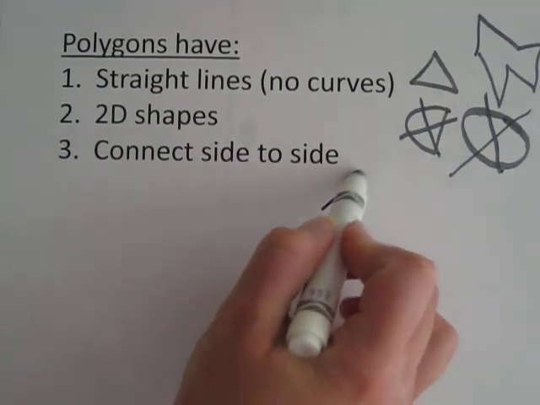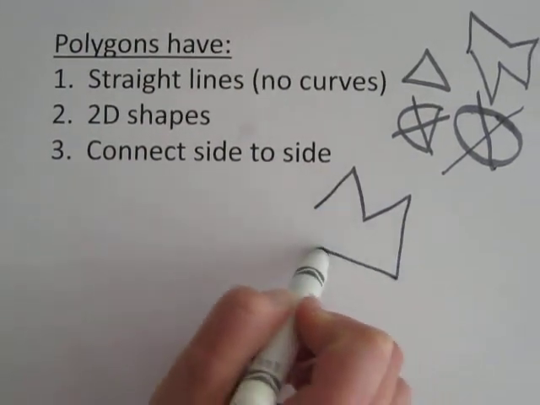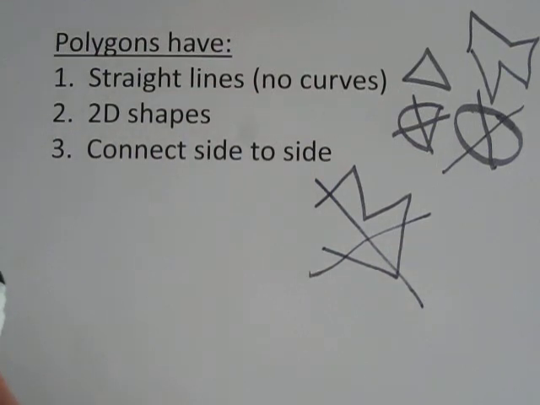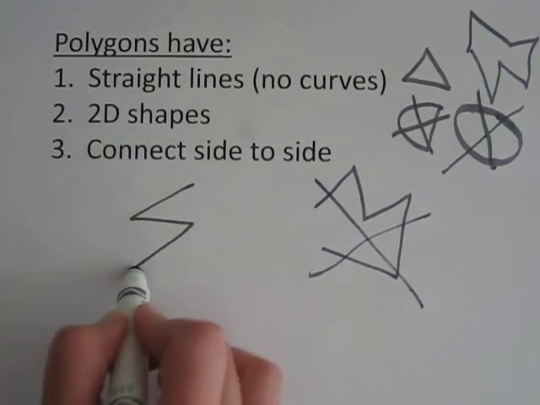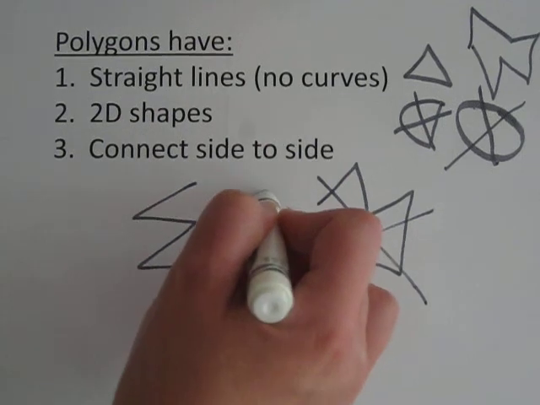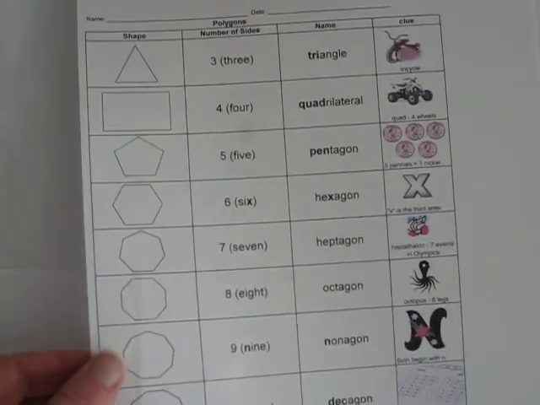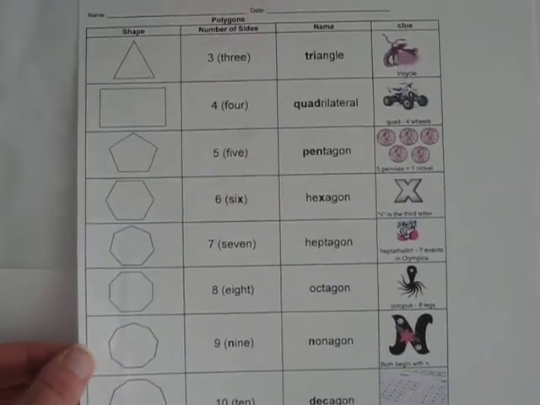So this is not a polygon because these lines do not connect. This, however, is a polygon because all the lines connect. Okay? Now the next thing we look at when we're classifying polygons is we look at the number of angles and the number of sides that the shape has.